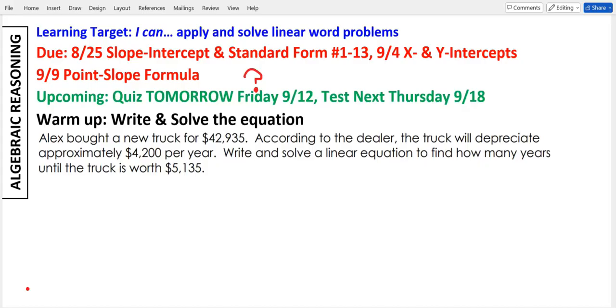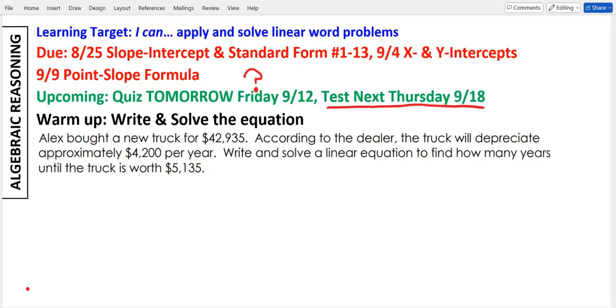This is still for sure: test next Thursday. That's the plan. So like I was saying, tomorrow may not be a quiz after all, but we will have a test for sure next Thursday. But on Wednesday, we'll have a review just like the test to help you get ready for it. But let's talk about word problems.